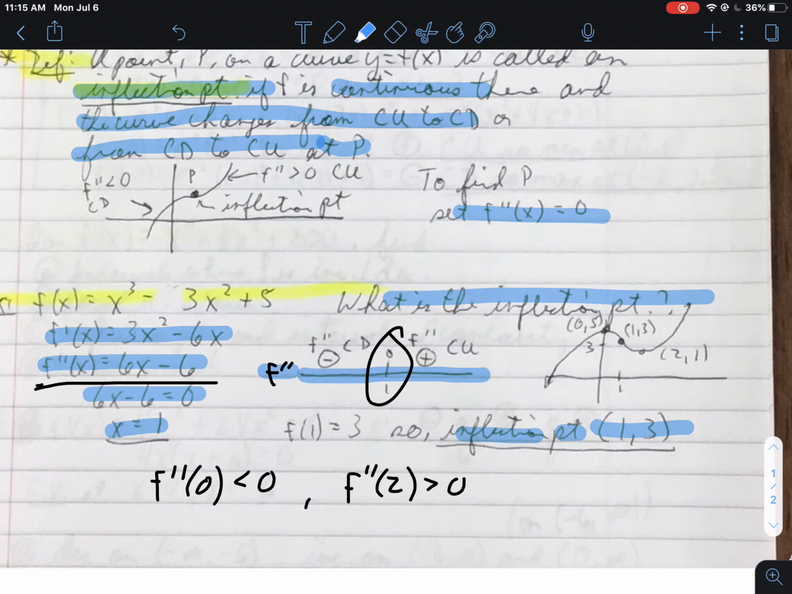And again, there's a rough sketch of the graph of that function. So notice as we go on the left side of 1, there are those fingers curling down. We're concave down. And then at 1, we change to concave up.